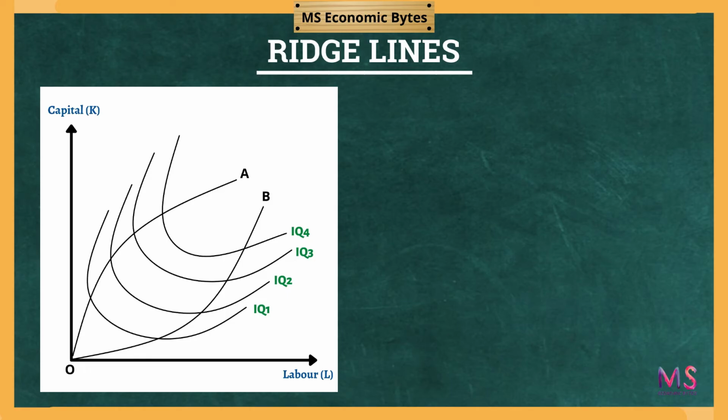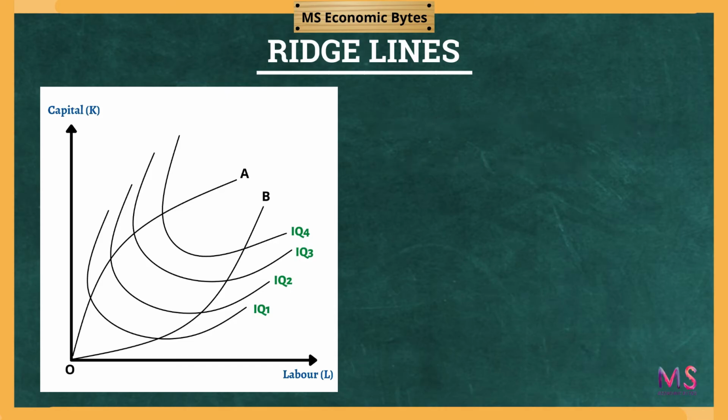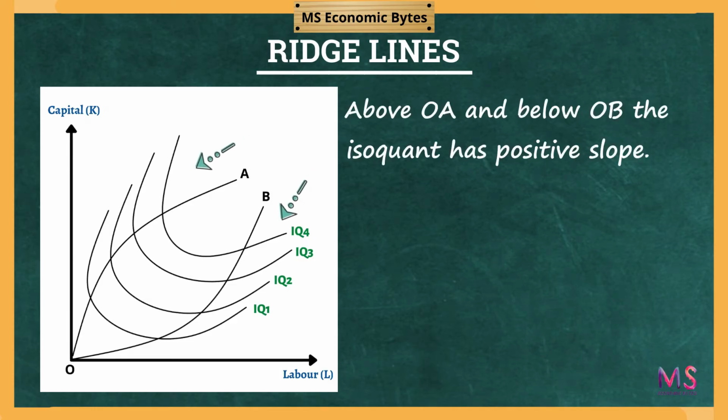Now, we know that conventionally the isoquants are downward sloping and convex to the origin. But there are regions where the isoquant may have positive slopes. In this diagram, we see that above the line OA and below the line OB, the slopes of the isoquant are positive. When the isoquants are positively sloping, the production techniques at this portion of isoquant depict technical inefficiency, which means more inputs are employed to produce a given level of output.